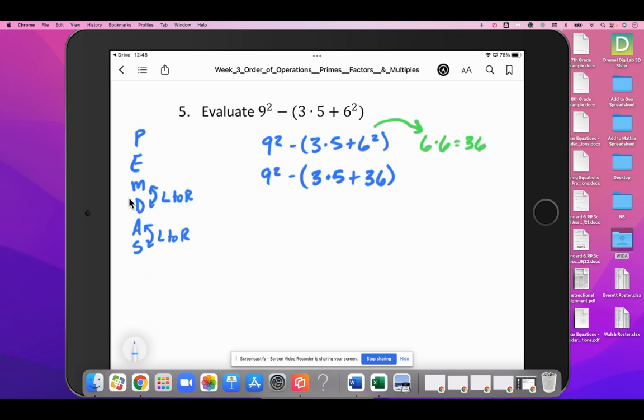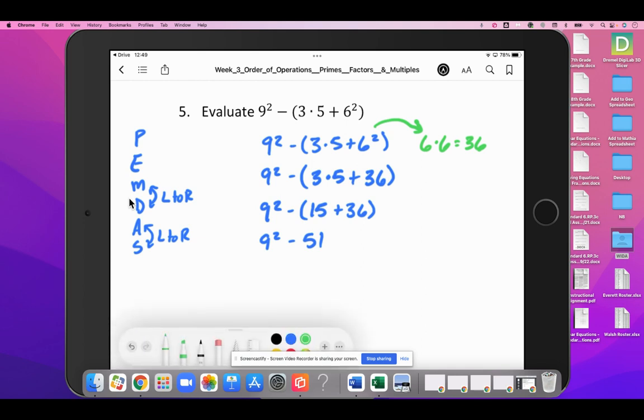Next, still inside parentheses, we need to do any exponents. We don't have any anymore, so we need to do any multiplication or division from left to right. So I will choose to multiply my 3 and my 5. I will get 15 plus 36. Next, still inside parentheses, I've got 9 squared minus 51. And again, now that I'm down to one term, I don't need those green parentheses anymore. You could leave them on if you really wanted to, but you don't need to.